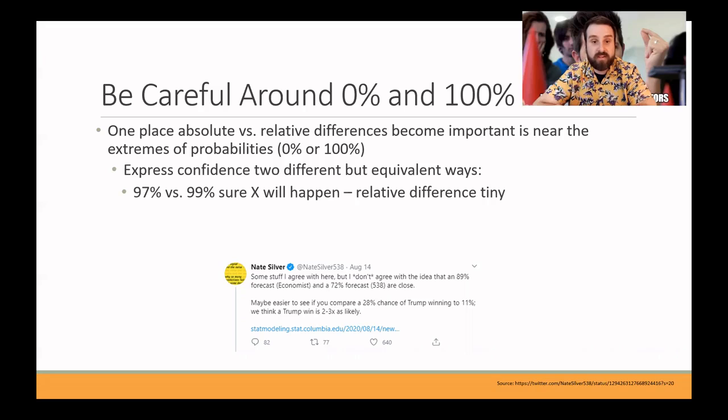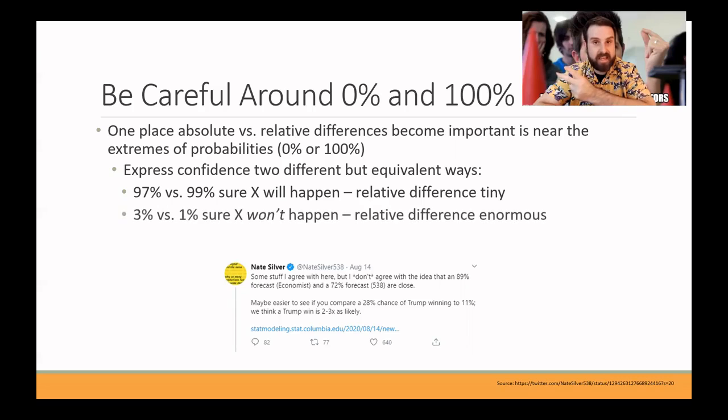The relative difference there, 99% divided by 97%, is tiny. And that may seem like people are in agreement. But flip that on its head. One model thinks a candidate has a 3% chance of winning, and the other thinks the candidate only has a 1% chance of winning. Relatively, one model is 3 times as bullish on a candidate as another.